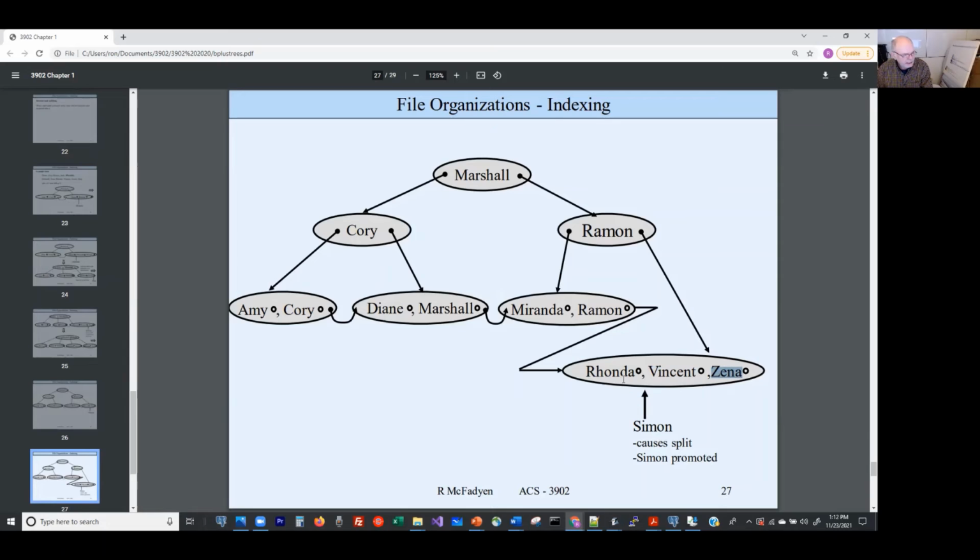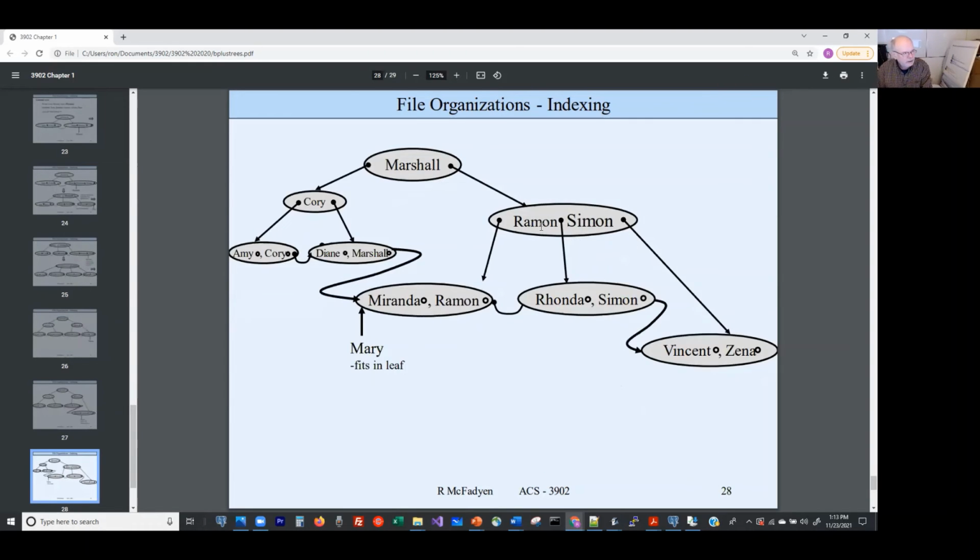And then that high key value of the original node, so that node contains Rhonda and Simon. Simon is copied to the parent along with a pointer to that newly allocated node. So this internal node up here with Raymond is now going to have Raymond and Simon. Let's take a look. And here we have Raymond and Simon and this reference to a newly allocated node containing Vincent and Zena.